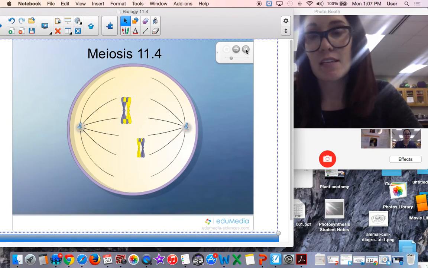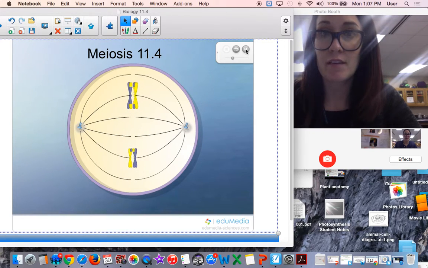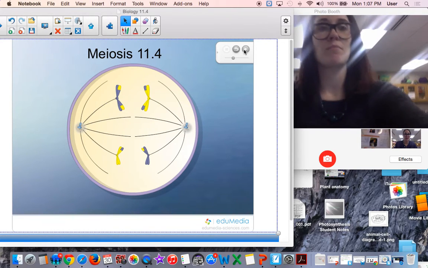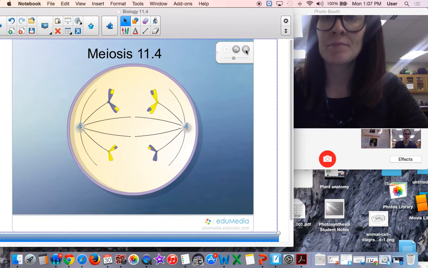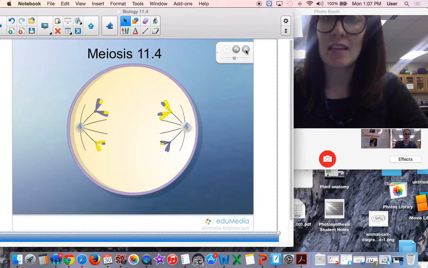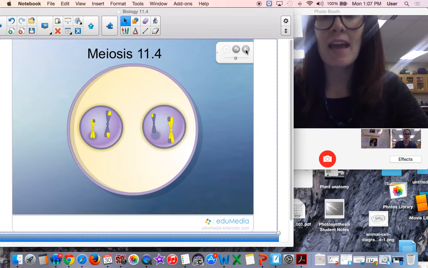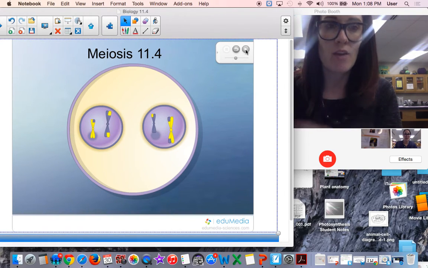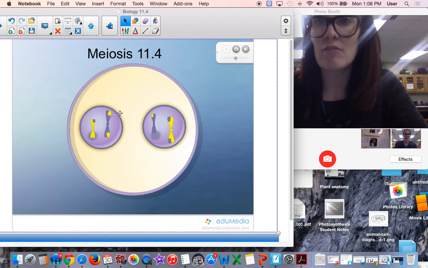Okay. Here they are going to line up at the middle, just like metaphase. Instead of chromatids, or the legs of the chromosomes, being pulled apart, here we see whole chromosomes being pulled apart. Okay. And then we see the nuclear membrane reform here, right there. That's the end of what's known as meiosis 1. Okay. So here's the difference. Meiosis can be split up into meiosis 1 and meiosis 2. So that's the end of meiosis 1. Now we're going to watch meiosis 2.